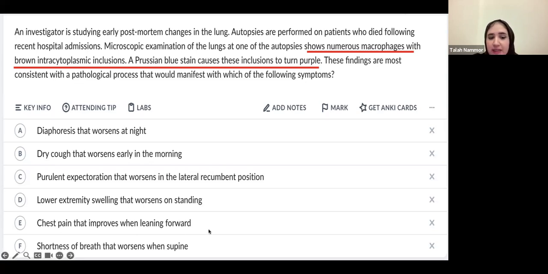Chest pain that improves when leaning forward. This is basically pericarditis or anything that involves the pericardium. The thing that makes sense is shortness of breath that worsens when supine, because in heart failure, what do we have, guys? Orthopnea, right? And what is orthopnea? Orthopnea means when they go to sleep, they can't sleep supine. Why? Because the fluid in the lungs is going to obstruct their breathing, so they need elevated pillows. Is this clear?